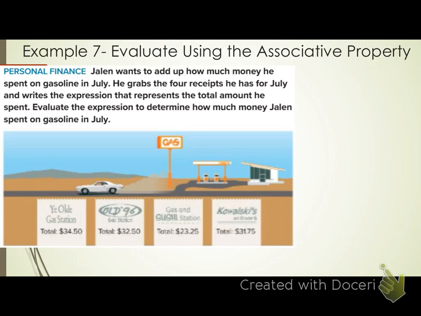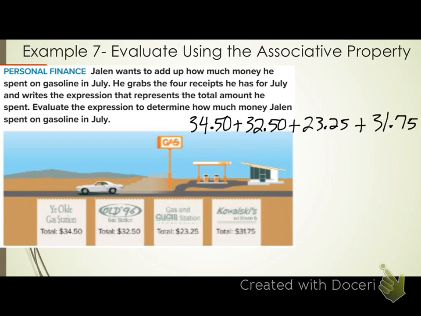Add them up, right? To find the grand total, I just add up all my other totals. So we've got $34.50 plus $32.50 plus $23.25 plus $31.75. So there's my expression to find out how much Jalen's going to spend total on gas in the month of July. We okay with how we got the expression? Okay.